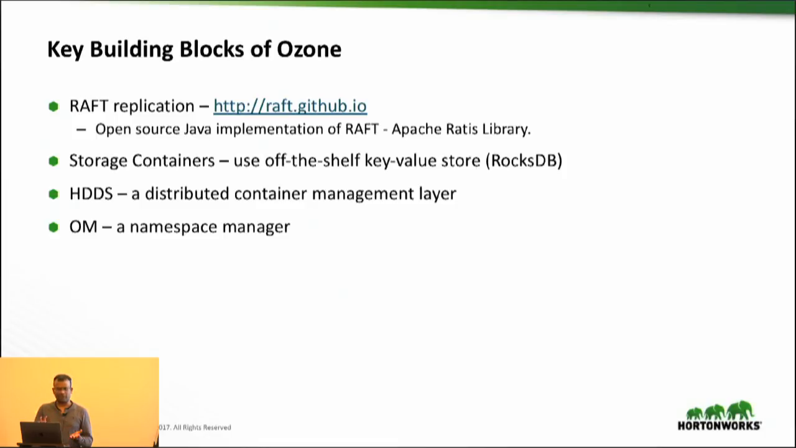For containers, we use an off-the-shelf key value store, RocksDB. It's very similar to LevelDB from Google, but it adds a bunch of nice functionality that we can use. And then we built a distributed container management layer called HDDS. I'll touch briefly upon HDDS, but we are using HDDS as one of our secret sauces. And on top of HDDS is then what we built, what we call Ozone. That's Ozone Manager. It's purely a namespace manager. And once you have the first three, building a distributed key value namespace on top of them becomes fairly straightforward.